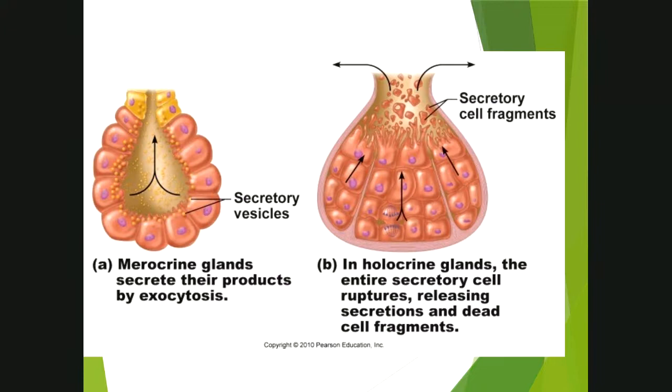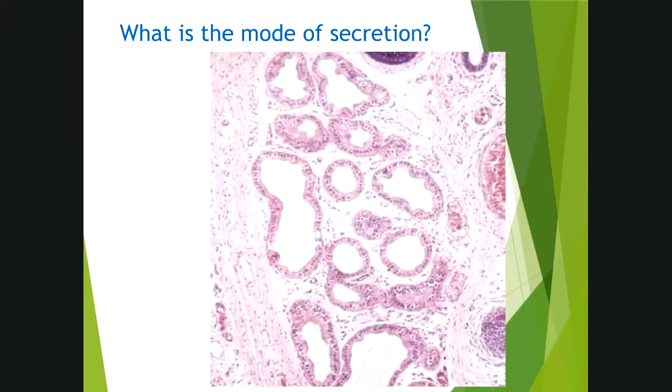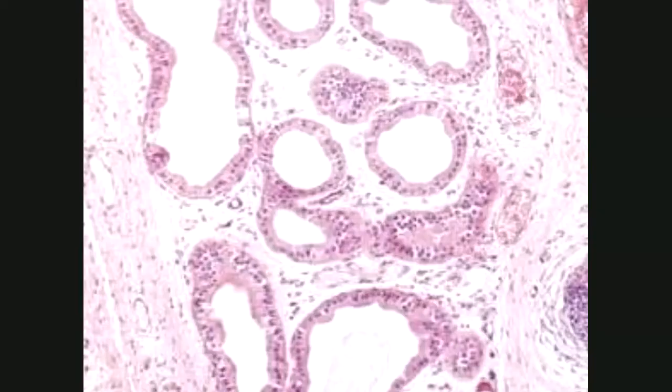Let's look at some slides for real. So here's the gland right here. All of these are parts of this gland. If I blow it up, it looks like this. Anybody want to guess what it is? Is it holocrine, apocrine, or merocrine? Remember, this is the gland right here, and the product's going this way. Same thing down here and here.